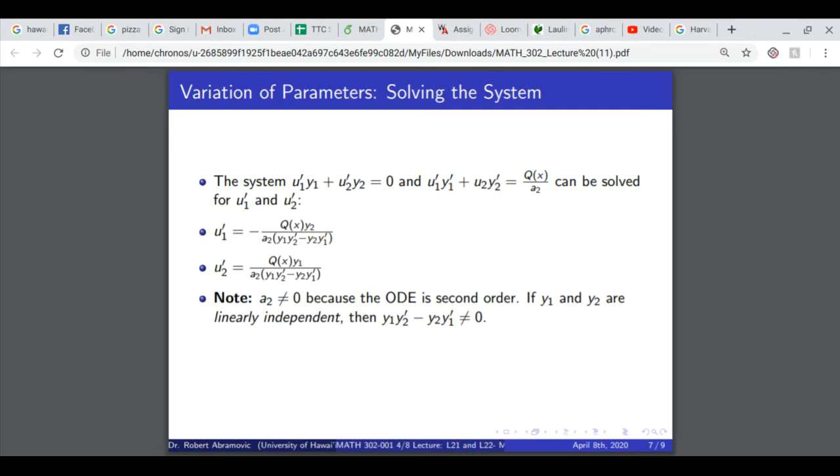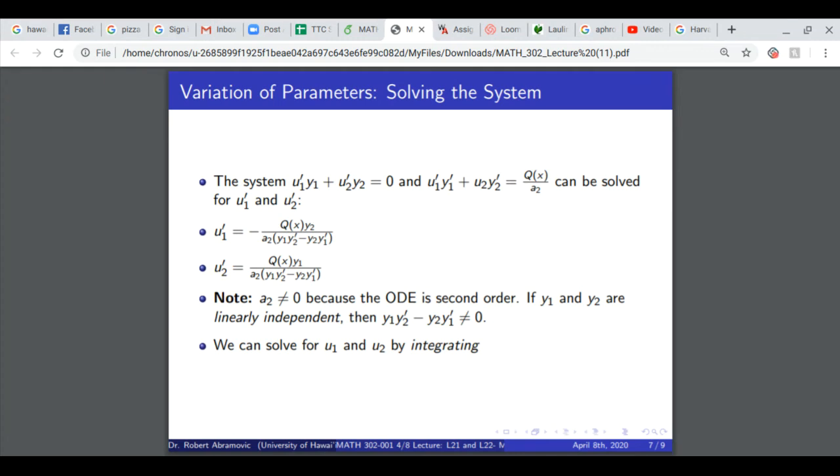A non-homogeneous differential equation of order 2 will always have one, provided it's linear. And that means this factor here will not be 0, so this denominator is not 0. u1 prime is a function, u2 prime is a function. Just integrate, and you get u1 and u2. Voila, you have u1 and u2. That's always going to be the case.